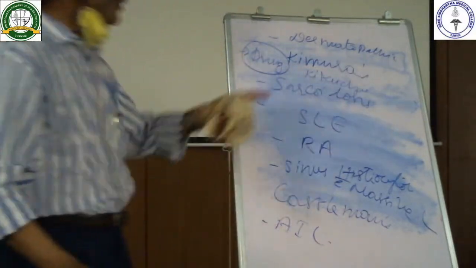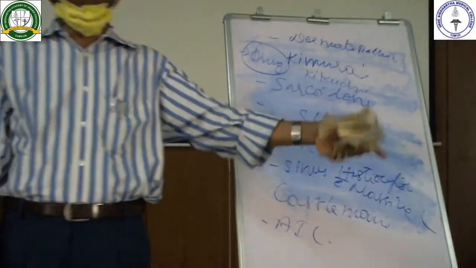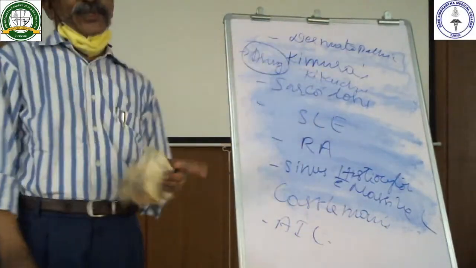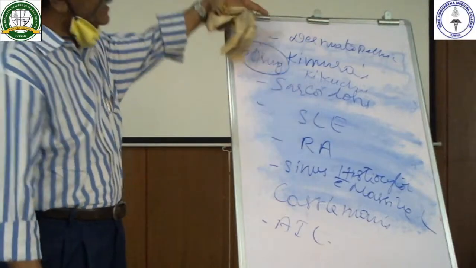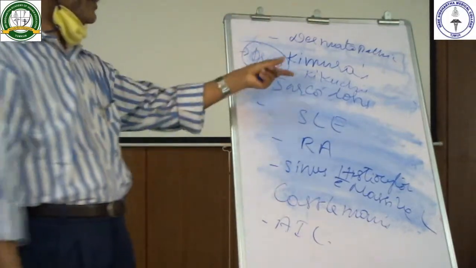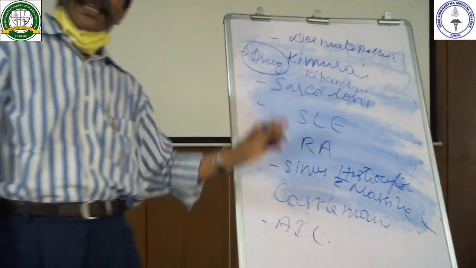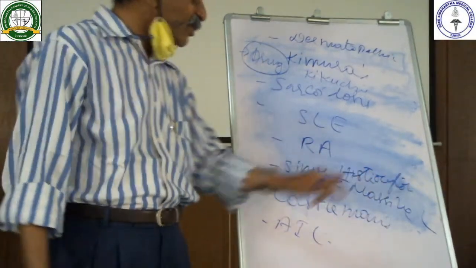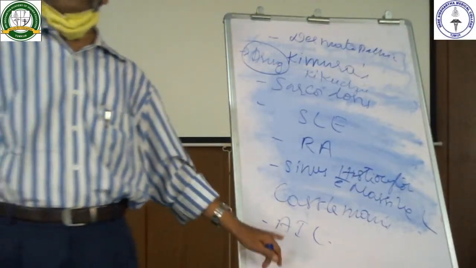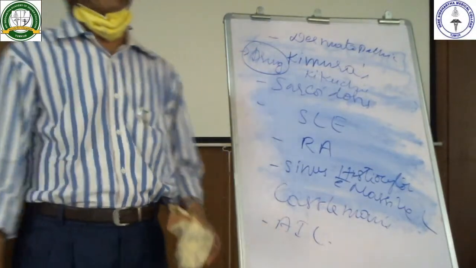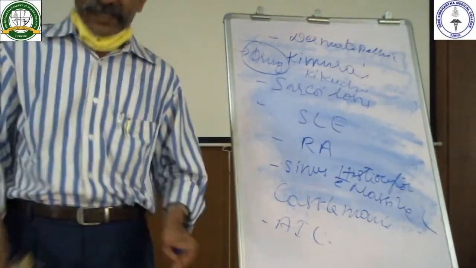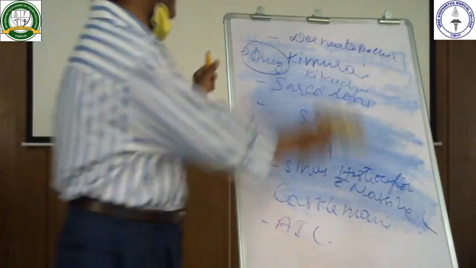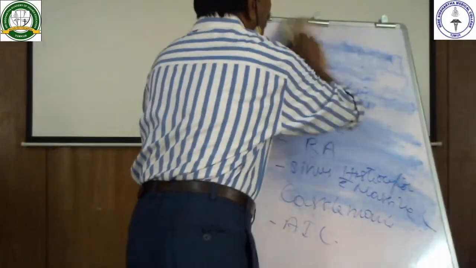Kikuchi's disease, where there will be granulomas associated with necrosis, and no neutrophils here. Right: dermatopathic lymphadenopathy, Kimura's disease, Kikuchi's, sarcoidosis, SLE, rheumatoid arthritis, sinus histiocytosis with massive lymphadenopathy, Castleman's disease, and then angioimmunoblastic lymphadenopathy. And drugs can cause the enlargement of the lymph nodes. So these are clinically associated lymphadenopathies.